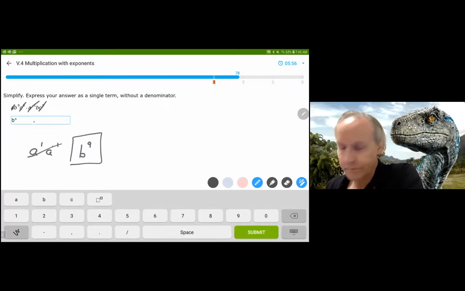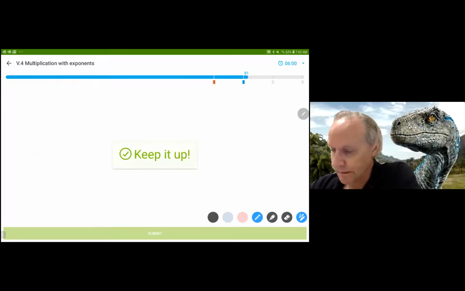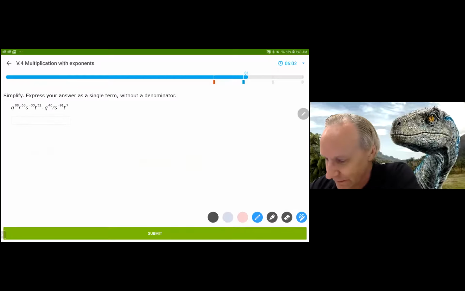Getting a little lag here. Okay, we've got some q's that are the same base. So I've got a q raised to the 1, looks like 128.